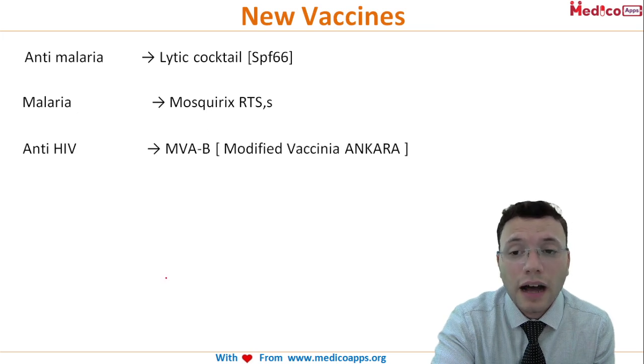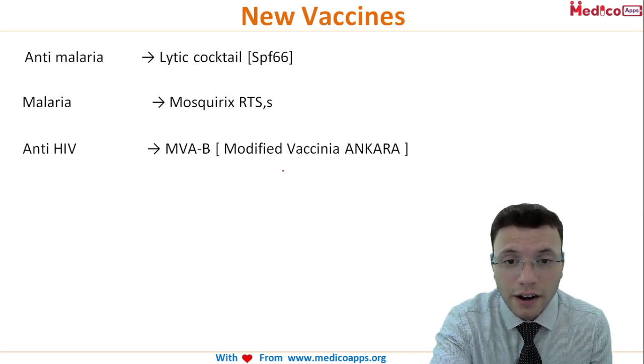And we now also have a vaccine which is in trials, that is for HIV. Its name is Modified Vaccinia Ankara, or MVA.